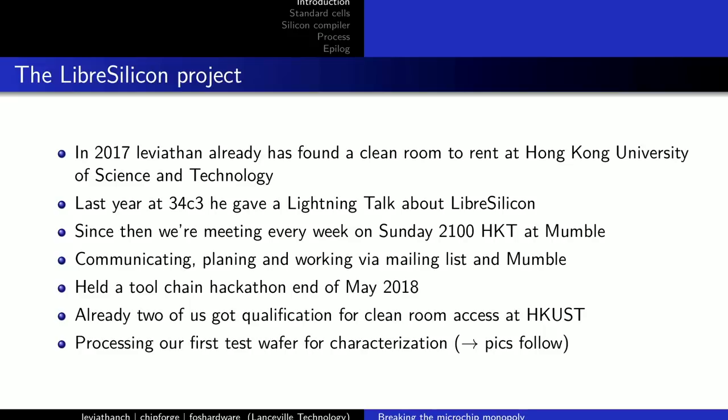So I watched the talk recording and said, nice idea. I will do that too. And now the whole year, we meet by Mumble. It's just a thing of distance. David is located in Hong Kong, where the clean room is, and I worked from Germany. So we exchanged emails, we talked on a mailing list, and we built up a small community for that.